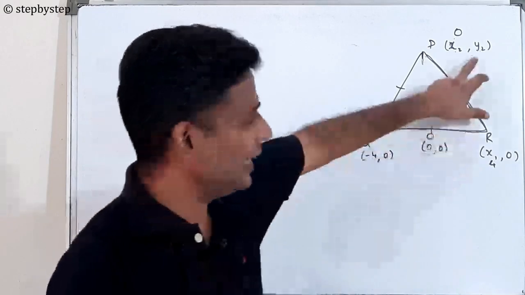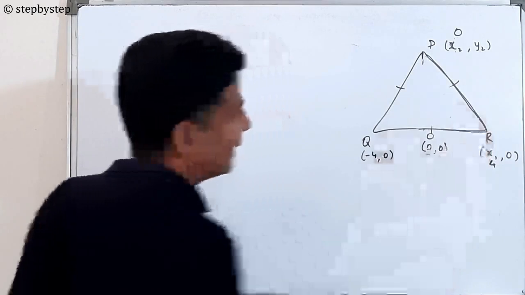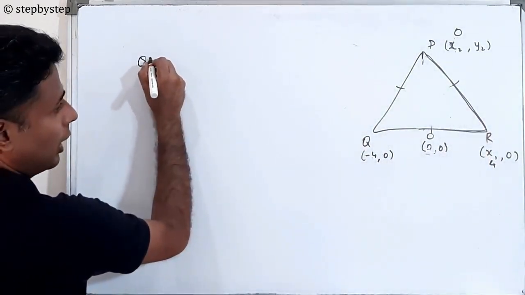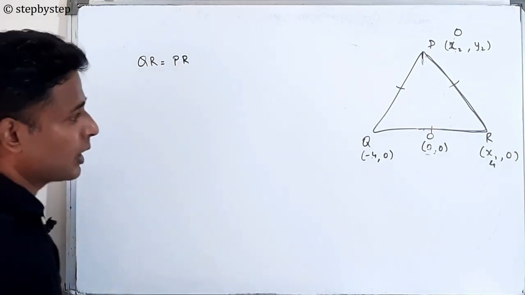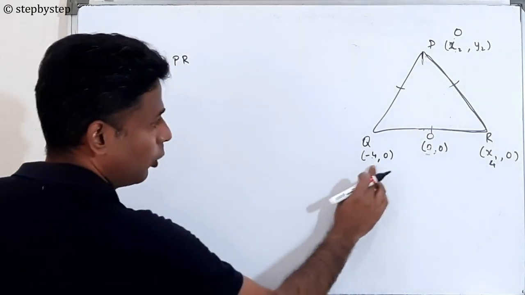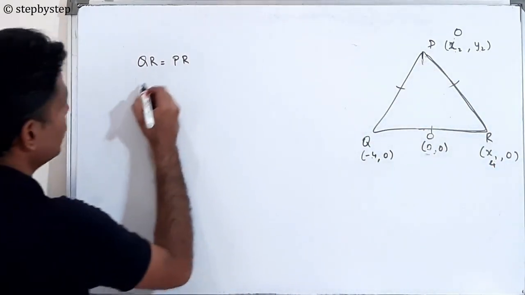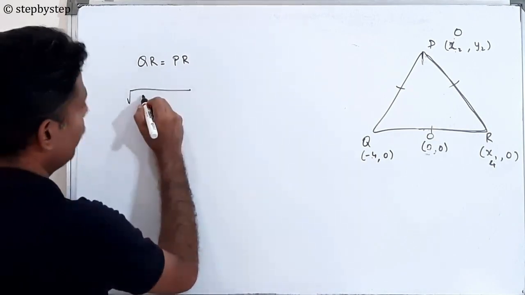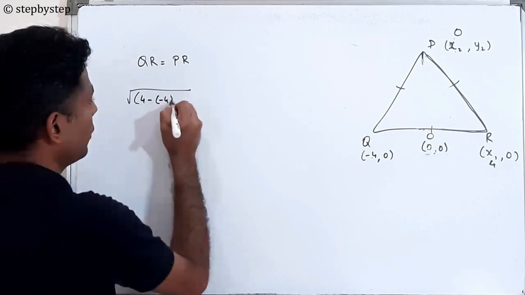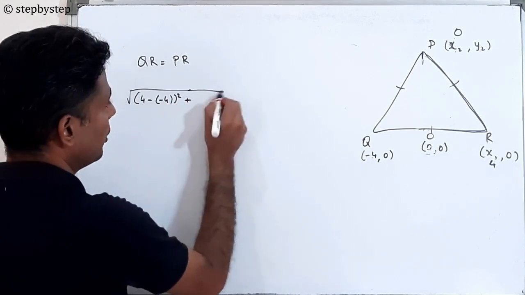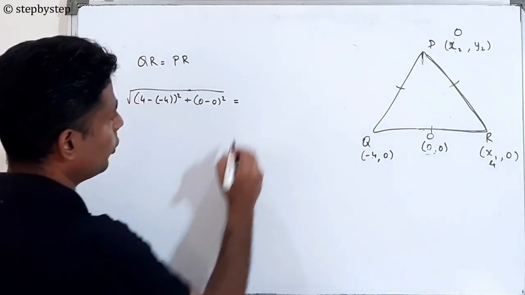Now to find the value of y2, again we have to use the distance formula. What do we have? This side is equal to this side, right? So QR is equal to PR again. Now we can find this distance, since we know the coordinates of both Q and R. So we'll use this side is equal to this side. What is QR? Root of (x2 minus x1, that is 4 minus minus 4) whole square, plus (y2 minus y1, 0 minus 0) whole square, equal to PR.